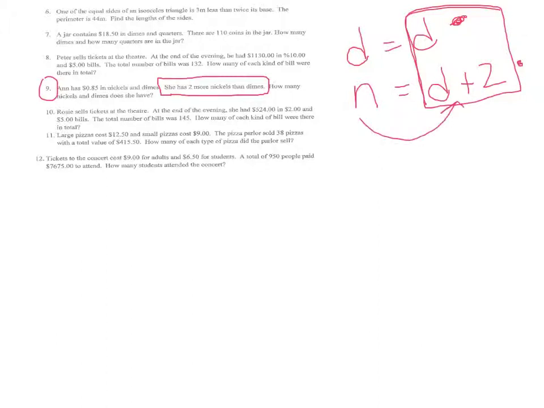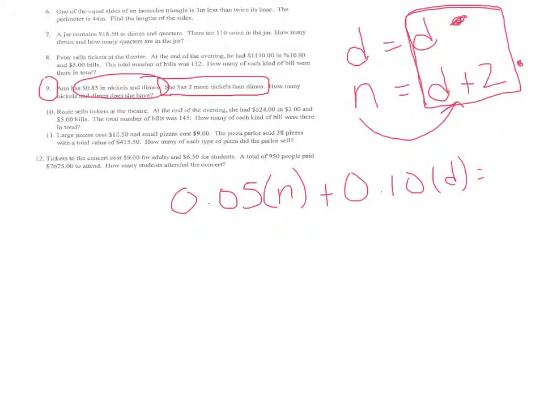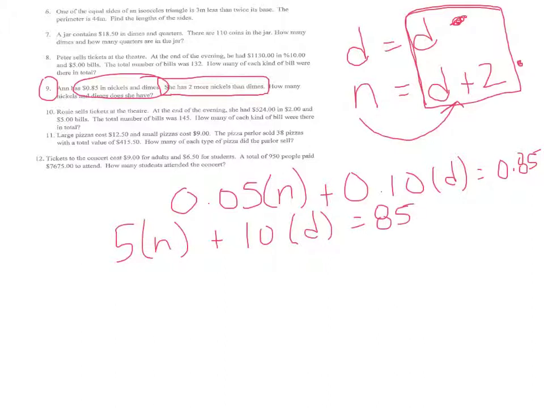Now we can look at what we have. She has nickels and dimes, and they add up to 85 cents. So now we write the money equation. We know we have nickels, which are 0.05, plus dimes, which are 0.1, and that has to give me 0.85. I would prefer to get rid of all the decimals, so I'm going to multiply everything in my head by 10, and now I don't have decimals, I'm just dealing with cents.